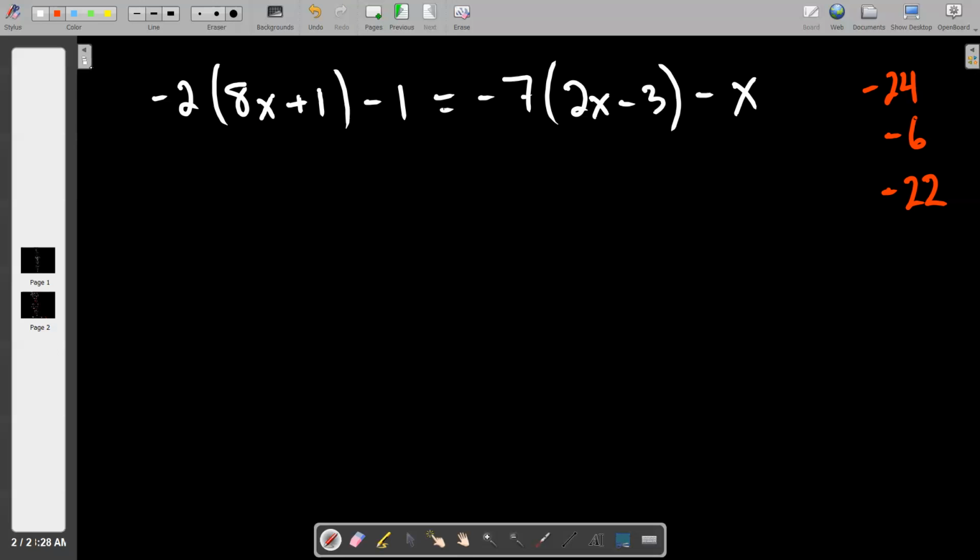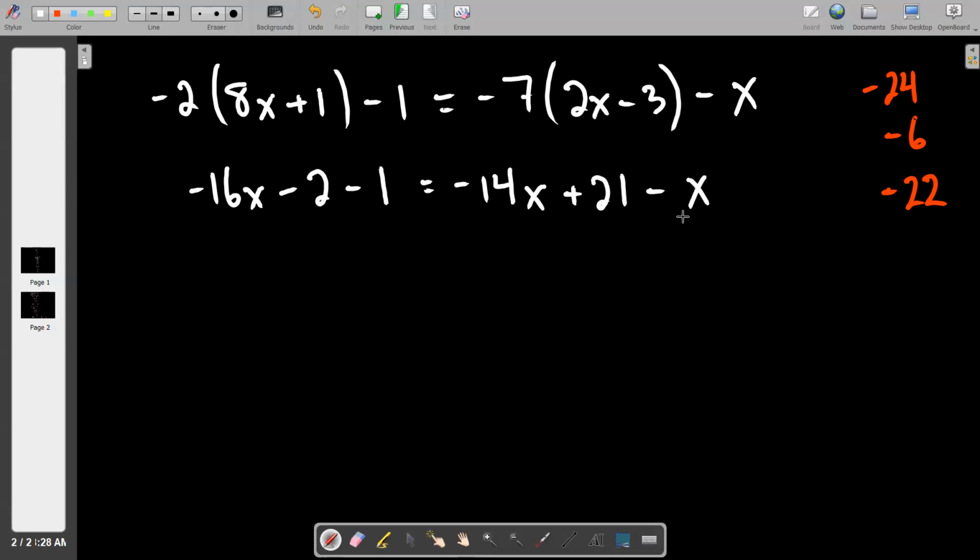I'm going to get rocking here so we can get some work time today. So I'm going to walk through this. On the left side, I'm going to distribute -2, and I'm going to get -16x. And then I'm going to change my sign and get -2. And then I'm going to copy down the -1. And then on the right side, I'm going to distribute -7 and get -14x. And then my -7 distributor is going to hit my already -3, becoming a +21. That is exactly what your first step ought to look like.